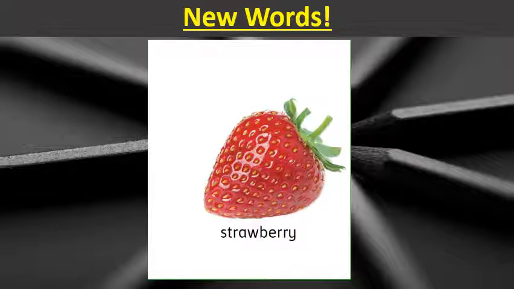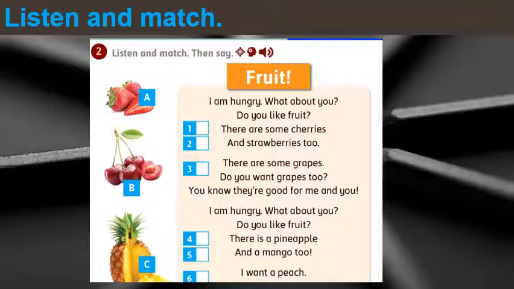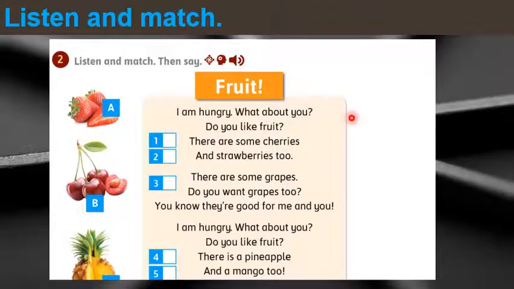Now let's move to our next point. Please open your books to page number 85, student book. And you will see this. We have here a song or a poem. You will listen to it and you will do the matching. As you can see, we have 1, 2, 3, 4, 5, 6, and 7. All you have to do is to match the line to one of these fruit. So let's start. 1, 2, 3. Two. Listen and match, then say fruit.